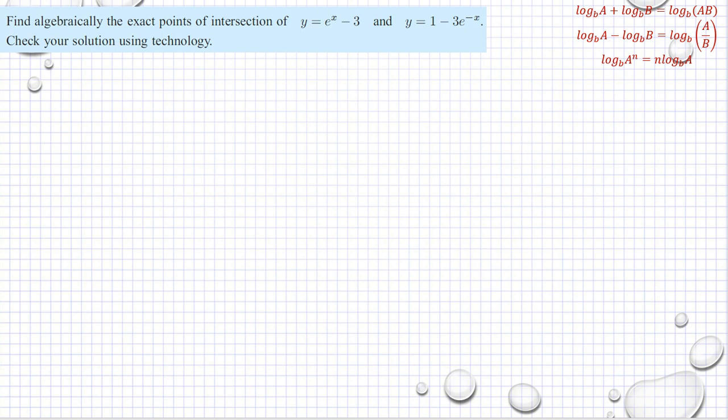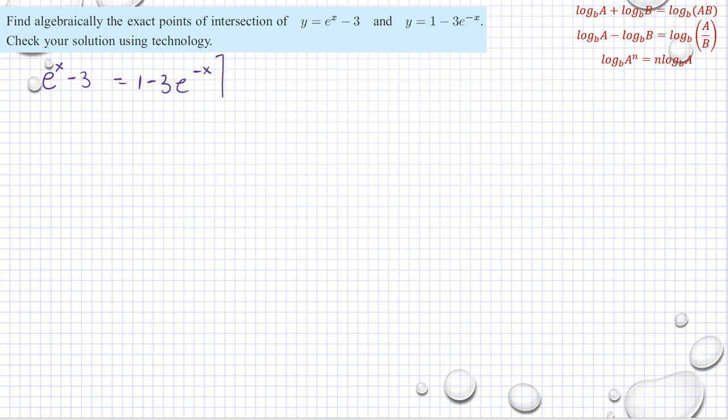Find algebraically the exact points of intersection of y is equal to e raised to x minus 3 and y is equal to 1 minus 3 times e raised to negative x. Check your solution using technology. Let's solve first algebraically. Then we have e raised to x minus 3 is equal to 1 minus 3 e raised to negative x. As you can see, there is a negative exponent there. I don't want a negative exponent right now.